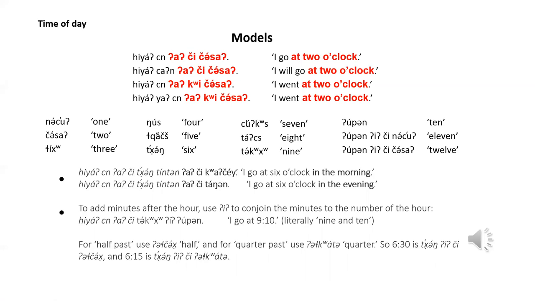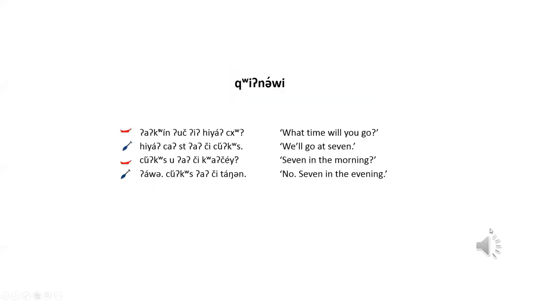For half past, use ashchach. And for quarter past, use ashkwata. So, for example, 6:30 is tchang I chi ashchach. And for 6:15, it would be tchang I chi ashkwata. And the quinawi? Hakwi no chi hiat. Hiat just achi tuks. Tuks achi kwachi. How so sachi tangan.